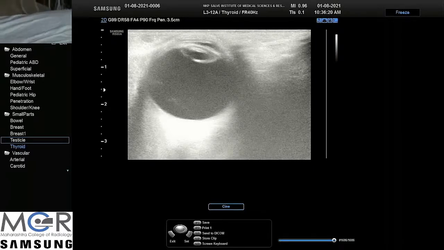Next patient, please. So our students have worked since last 2-3 weeks to gather cases for you for the demonstration.